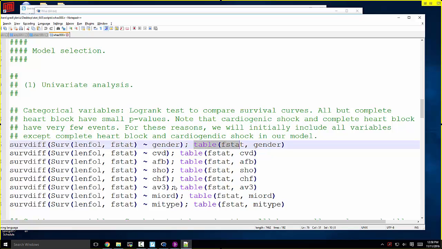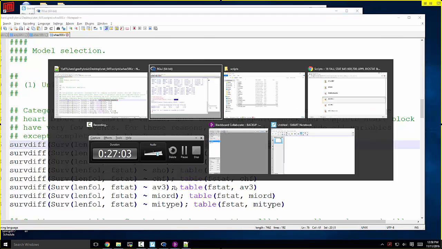Next to the survdiff command, I have a tabulation command. So table fstat with gender. What is this doing?